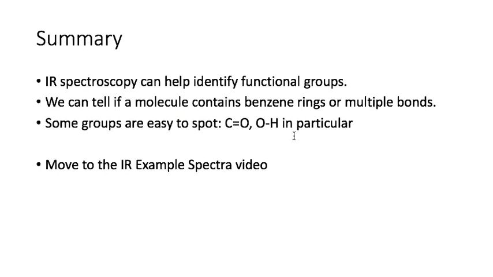So this is a quick run through of the regions, and this is what it's used for. To identify functional groups. You can tell if there are benzene rings or multiple bonds. You can tell certain groups. C double bond O is very easy. OH, I'll show you in the examples. And I'm going to make another video where we're going to have some example spectra and we'll go over some of the details.